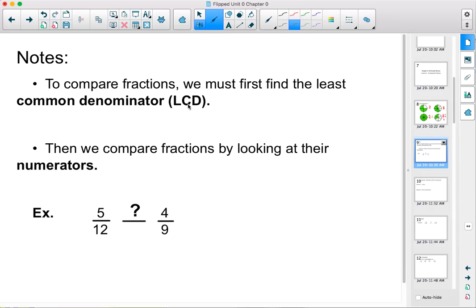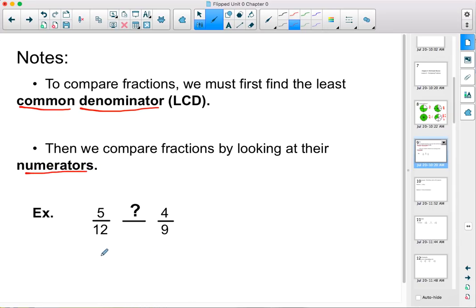Let's jump into your notes. First note, to compare fractions, we must first find the least common denominator, also known as the LCD. Now, if you can't find the least common denominator, it's okay to at least find a common denominator. So always remember that. As long as our denominators are the same, then we can compare fractions. After we have our common denominators, then we are going to compare fractions by looking at their numerators. So the numerators are the important piece once the denominators are the same.